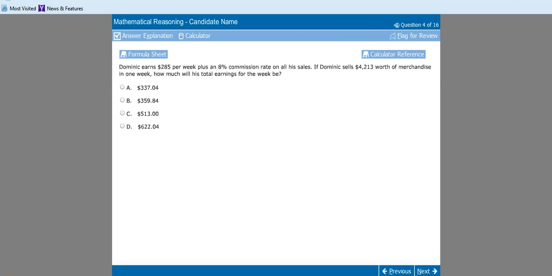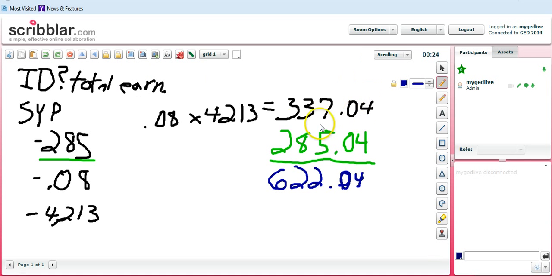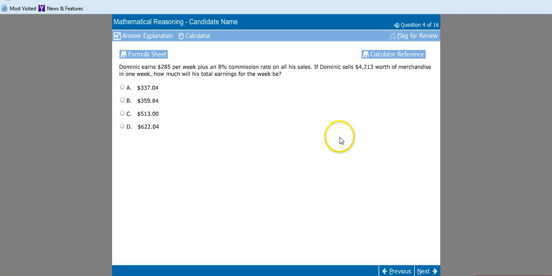Now, why is that so important? Because here we could easily make the mistake of choosing $337, because after all, that's what we found first. And sometimes when we're on the test and we're under a little bit of pressure, we just jump at the first thing that we see. But again, it is so important not to do this. And almost every student I work with makes this mistake.